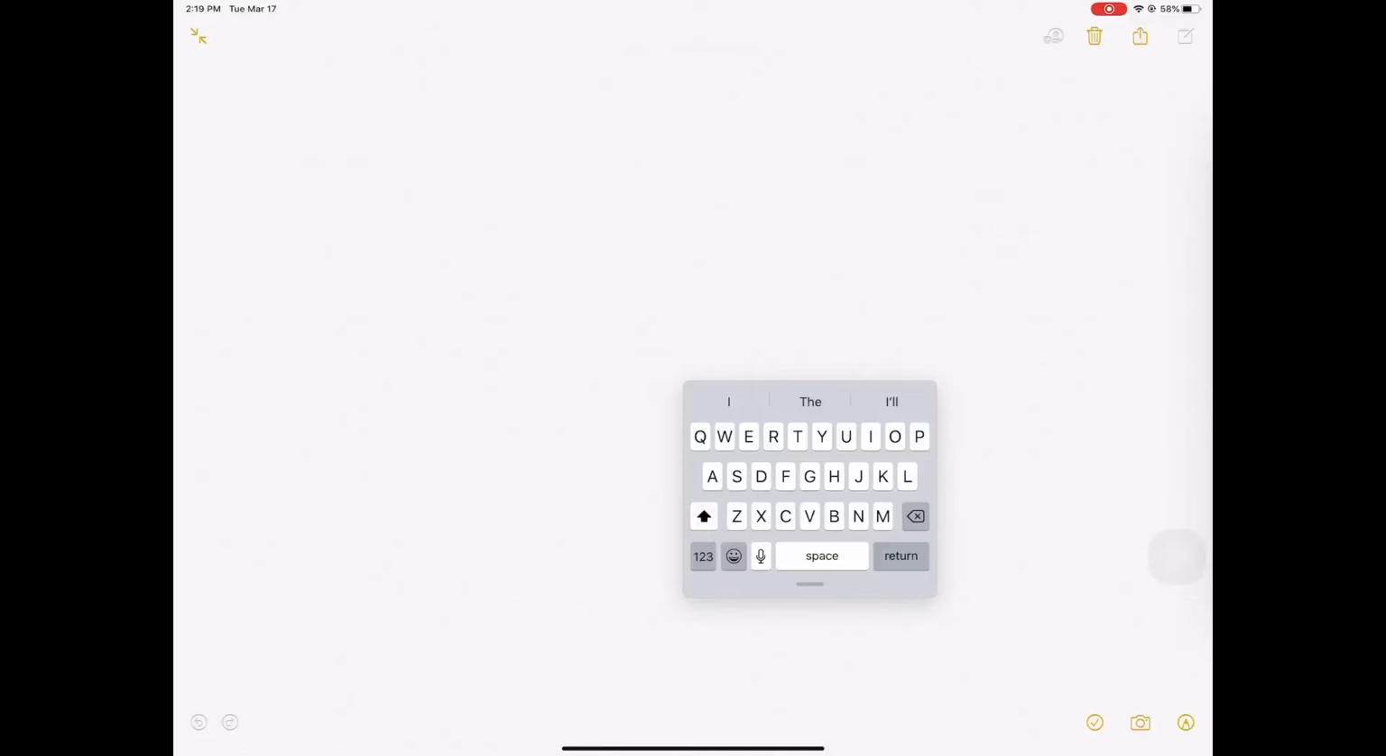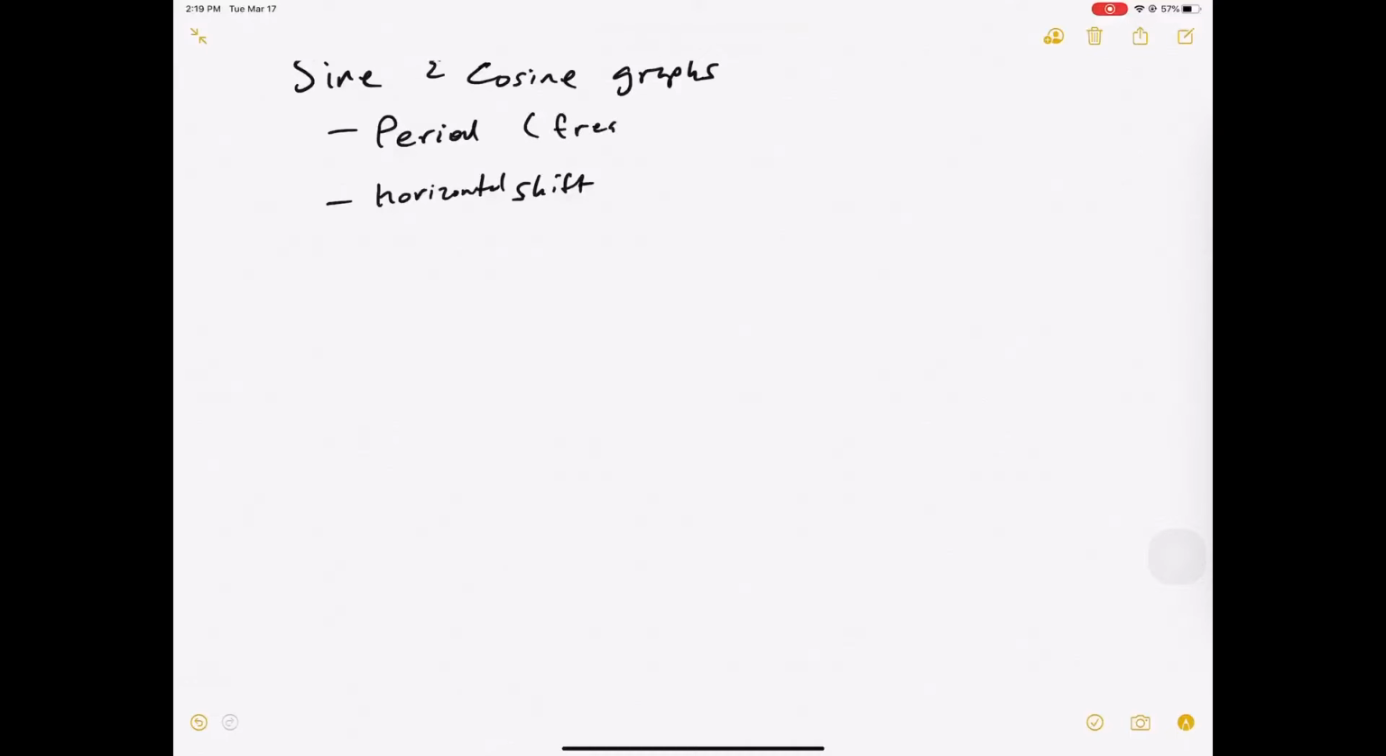Okay, here we go. So today we're going to graph sine and cosine graphs. Sine again, and cosine. But we're going to talk about our period, and we're going to talk about our horizontal shift. Actually, for our period, we're going to reference frequency in 2 pi. Frequency in 2 pi.